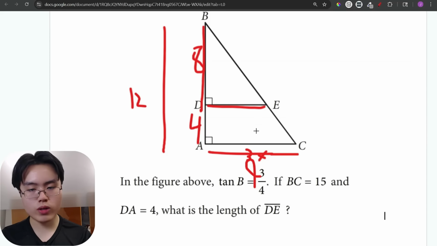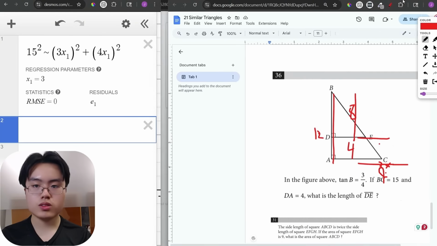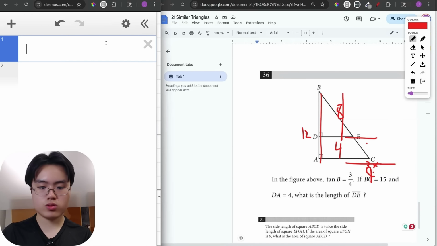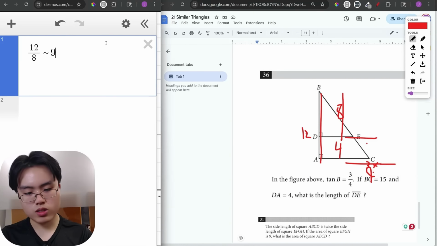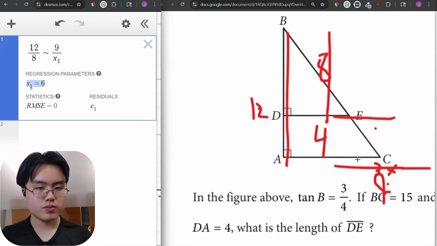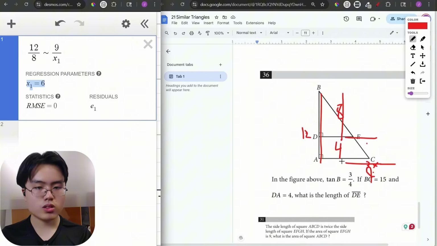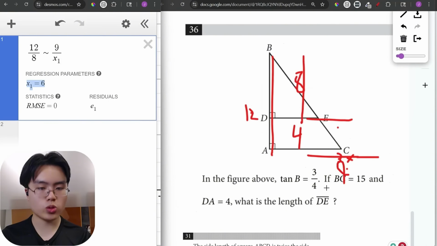So we have enough. We just get the scale factor, like this over this equals this over this. Let's just do that. So 12 over 8 is equal to 9 over x, and the answer is 6. That's what DE equals. Hopefully that makes sense. Sometimes there's questions that give you the proportion, and then you have to use the proportion to get the side lengths.